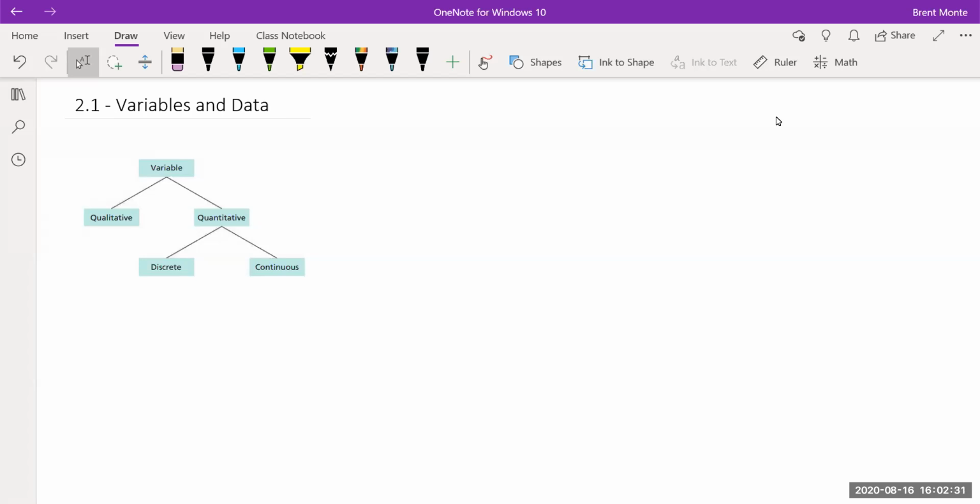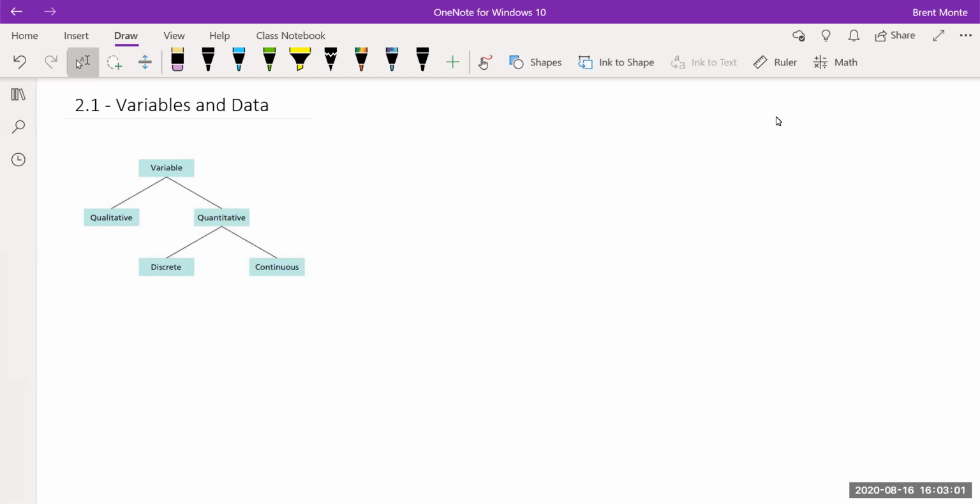So what we're talking about in Section 2.1 is variables and data, and I put up there a little diagram for you. A variable is just whatever we're looking at, whatever kind of information we're trying to get. So the variable could be what color's your car, how tall are you, what's your favorite animal. Anything like that is going to be the variable. And now variables, as you can see, are broken down into either qualitative data or quantitative data.